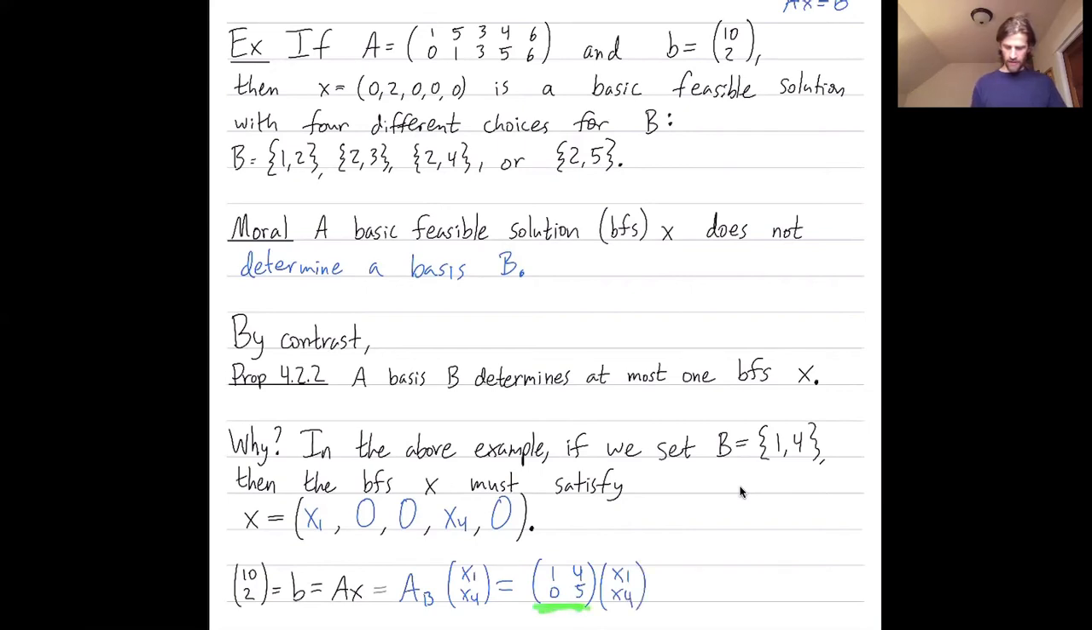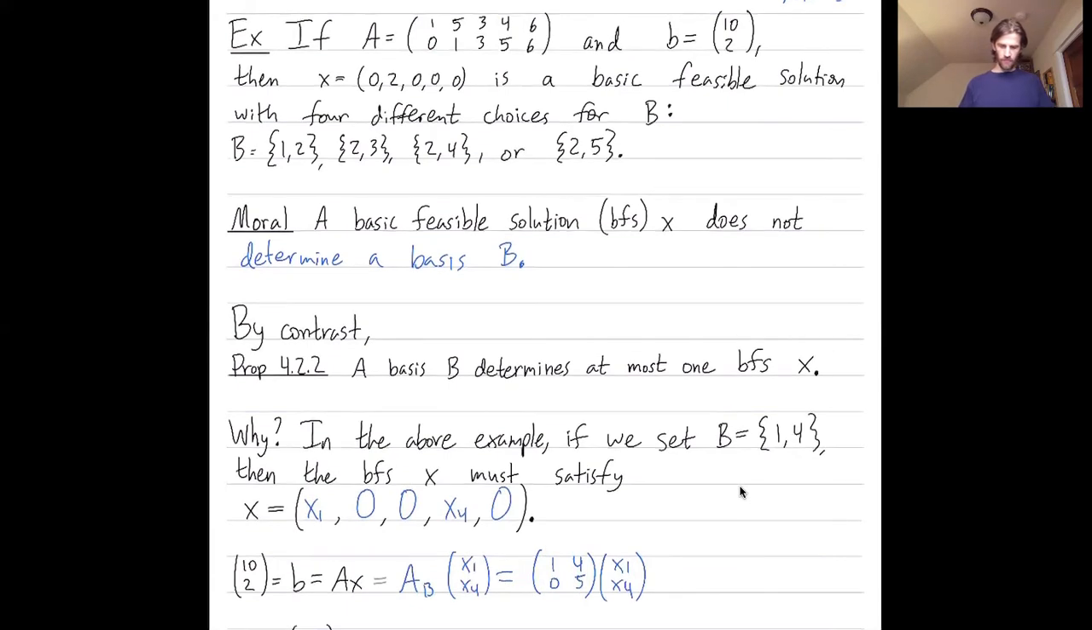And this is exactly what the matrix AB is. B is this basis corresponding to the first and fourth columns. So AB means from matrix A, take the first and fourth columns to get exactly this square matrix. All right, I could write this as the vector, just doing the matrix multiplication, x1 plus 4x4 and 5x4 on the bottom.